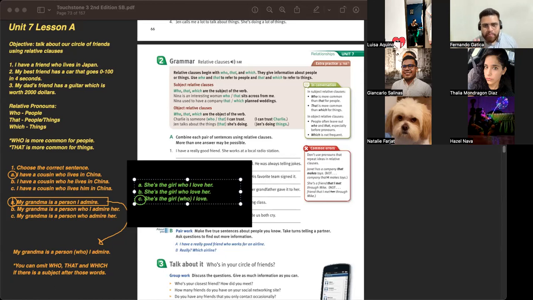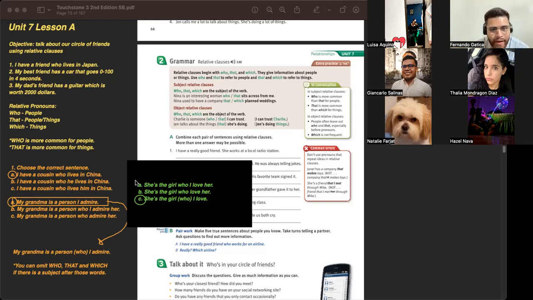Cuando eliminas el who, no le quitas la importancia. Así que si quieres escucharte más, escucharte como lo que estás diciendo es muy importante, agrega el who. Porque el who le agrega énfasis, o el that o el which le agrega énfasis, y solo se puede eliminar who, that y which si hay un sujeto después de la palabra.